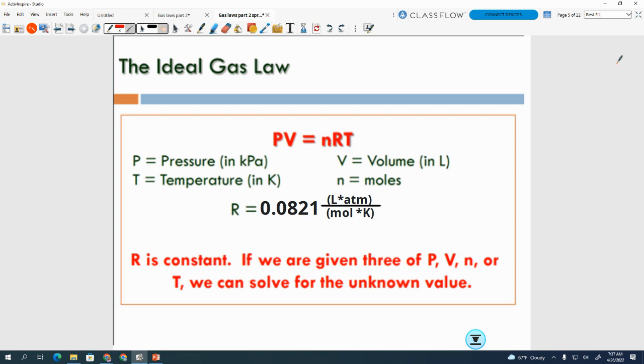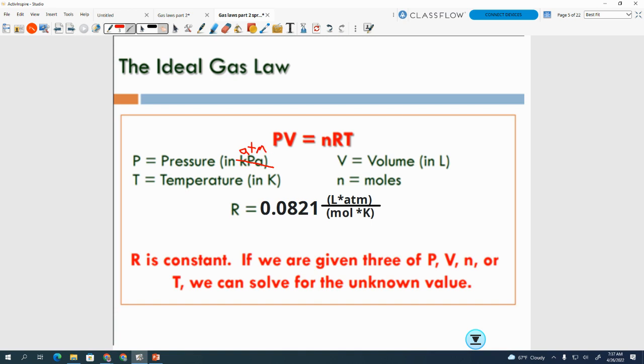correction factors. All right, so the P in PV equals nRT. P is for pressure. Now, I'm going to make a couple of corrections here. So pressure, I want us measuring pressure in atmospheres.